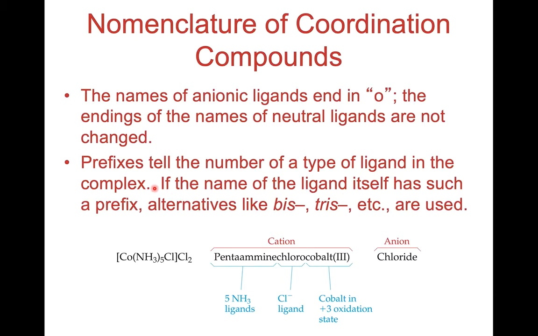The prefixes bis, tris, etc. are used if we have more than one of a complex ligand. And so like ethylene diamine, if we had 2 ethylene diamines, it would be bis ethylene diamine. Or if we have 3 ethylene diamines, it would be tris ethylene diamine, because it would be confusing to say diethylene diamine or triethylene diamine. And so we switch these complex prefixes of bis and tris and so on if we have more than one of a complex ligand.